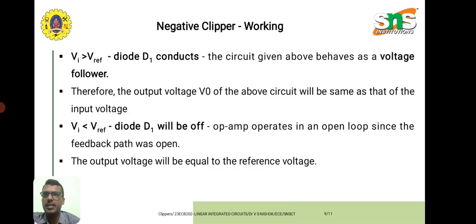Okay, similar to the positive clipper, here in the negative clipper we have two conditions, starting with Vi less than V reference. If the Vi value is less than V reference, diode D1 conducts. Only whenever Vi is less than V reference, diode D1 will be conducting. When the condition Vi goes greater than V reference, diode D1 will be off. So that is the characteristic of the negative clipper.